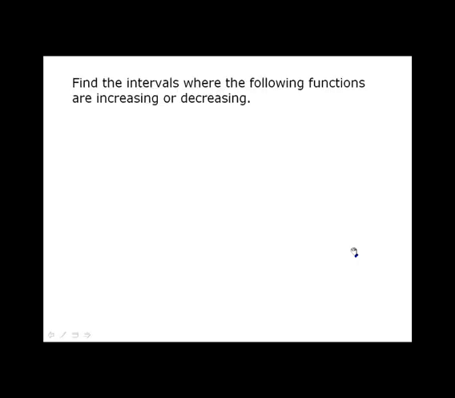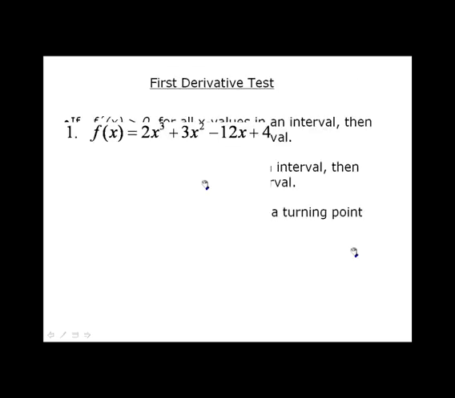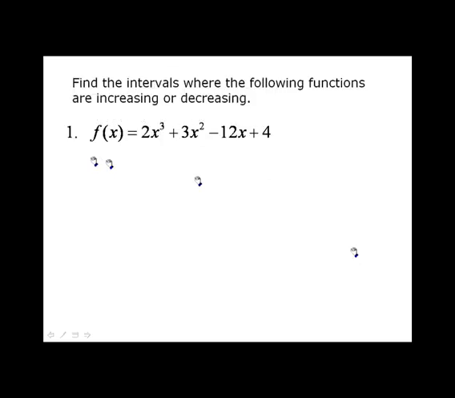So for the next batch of questions, we just want to find the intervals where the function is increasing or decreasing. So a basic polynomial function like this. It all begins by taking the derivative, which isn't that difficult in this case. F prime at x is equal to 6x squared plus 6x minus 12. And then we use interval analysis, which I'll call in this case first derivative analysis.